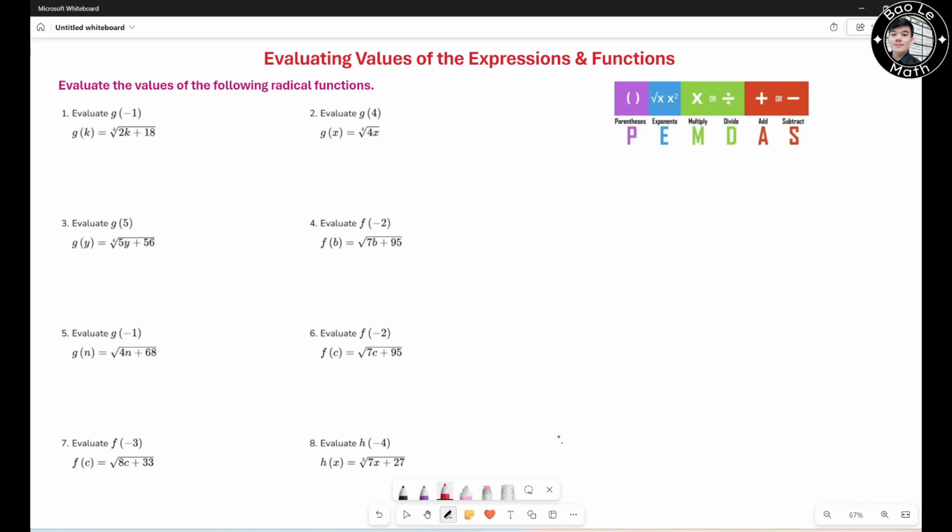Now let's move on to the next one. Evaluate the values of the following radical functions. Alright, so question number 1, evaluate g of negative 1. So you're going to substitute negative 1 for k into this function.